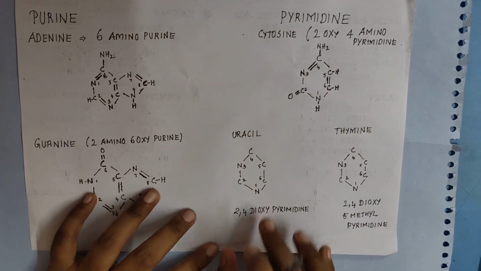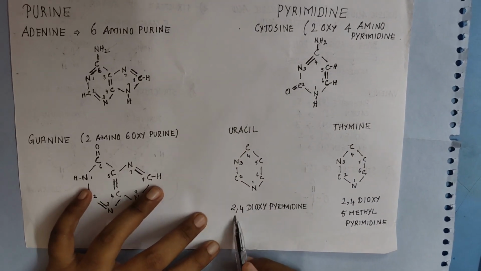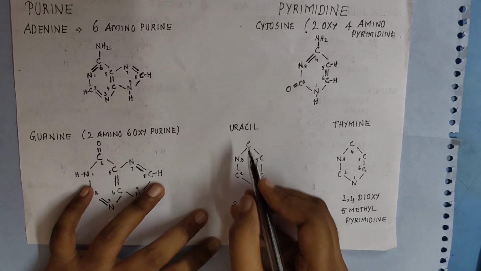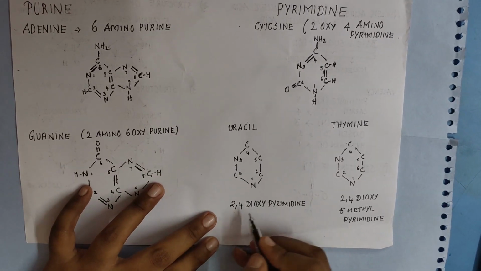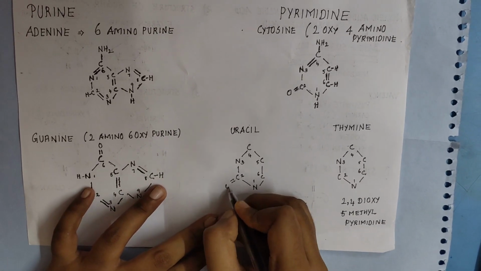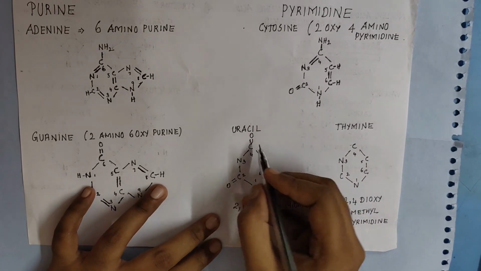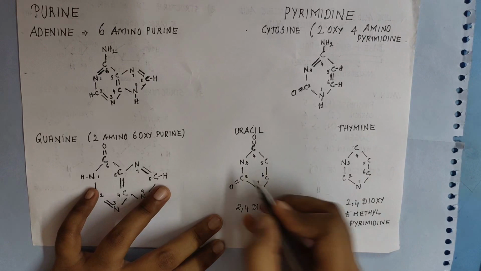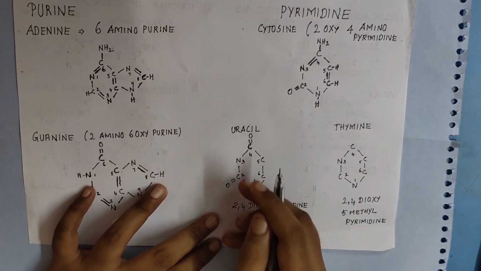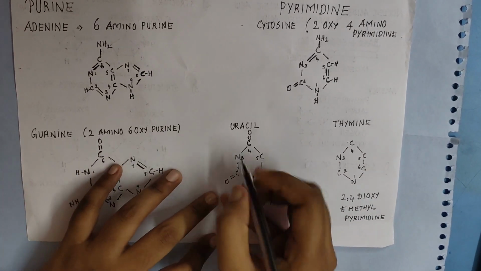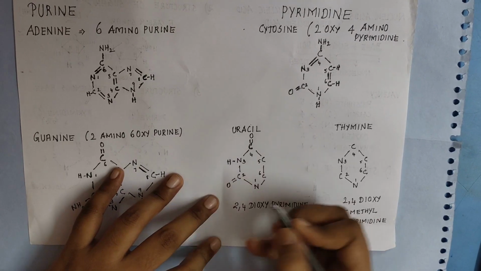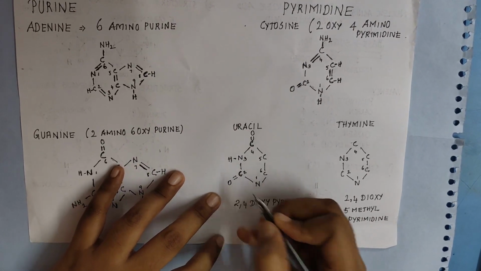And next is uracil. For uracil, the chemical formula is 2,4-dioxypyrimidine. So at the 2nd and 4th places we have to add dioxy. Oxygen has 2 valency, so that is okay. For carbon, 1, 2, 3, 4, saturated. For nitrogen, 1, 2, 3, so we need another bond for this, so I add H for this. For this carbon, 1, 2, 3, 4, saturated.